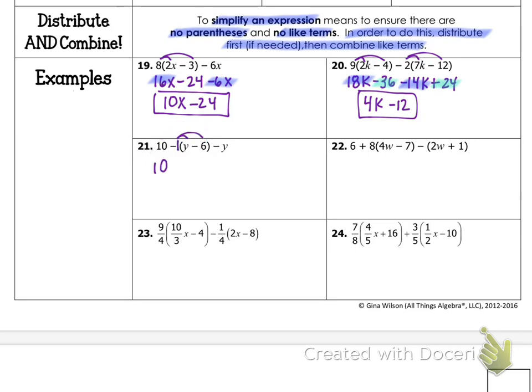We are distributing this -1, this negative sign, because that's what's touching the parentheses. So just bring that 10 down, and then it's minus y, because -1 times y is -y, or -1y. They're the same thing. And then -1 times -6 is a +6, and then bring down that -y. Now we can combine like terms. So we have -y minus y. Remember, that's the same thing as -1y minus 1y, which is -2y. And then 10 plus 6 is 16.